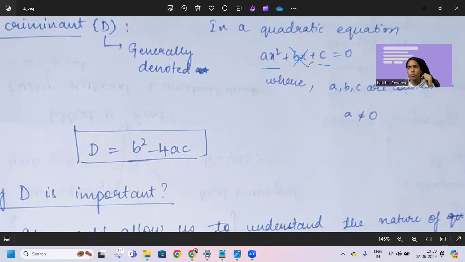Now what if you have ax square plus c, but you don't have the first term of the equation, that is bx? Then it is called a pure function, or it is called pure quadratic. Let's go.